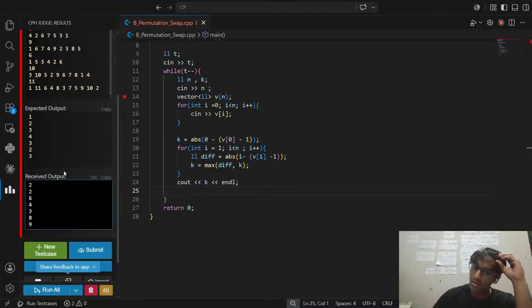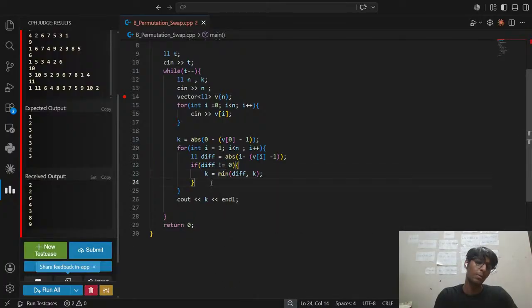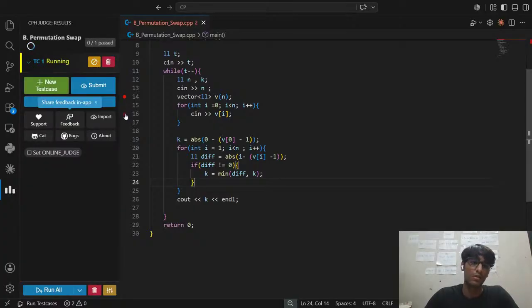To minimum. Then all answers will be zero, because for all the positions which don't need to be swapped, the difference will be zero. But if that is true, then we can just do this: if the difference is not equal to zero, in that case we can just do this. This equals max of difference, and actually we don't need max because we need min. We basically need the minimum integer which can divide all the differences. Please make this work, holy god.